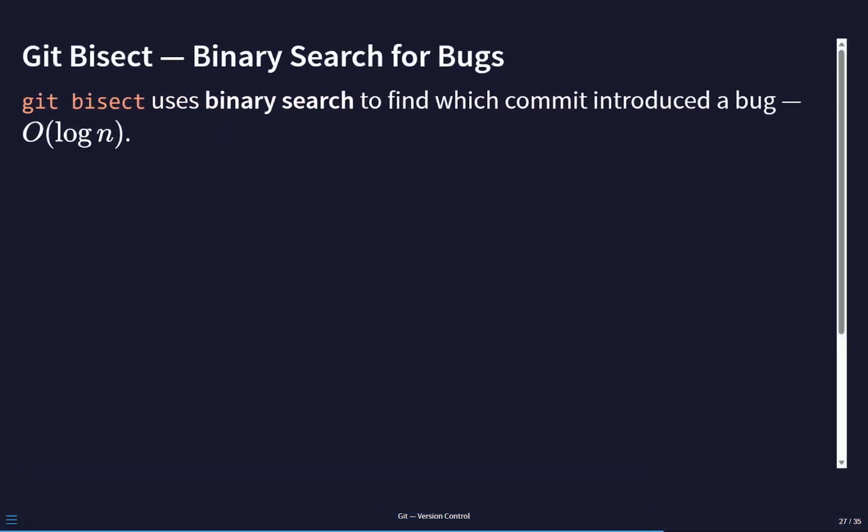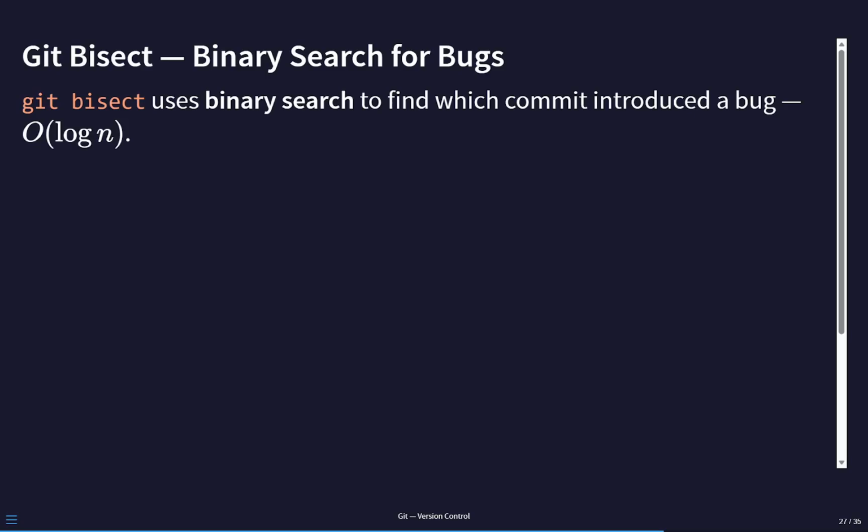Here is a scenario. You have a bug in the codebase, you do not know when it was introduced, and the project has hundreds of commits. How do you find the exact commit that broke things? The naive approach, check out commits one by one until you find the culprit, is O(n). With 100 commits, that could mean 100 manual tests.